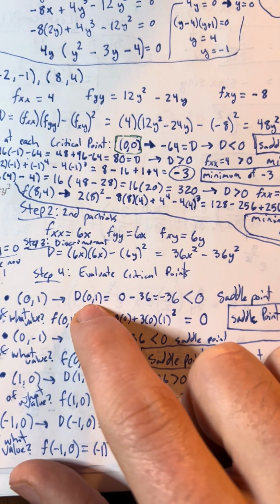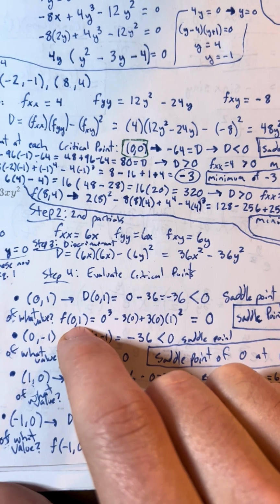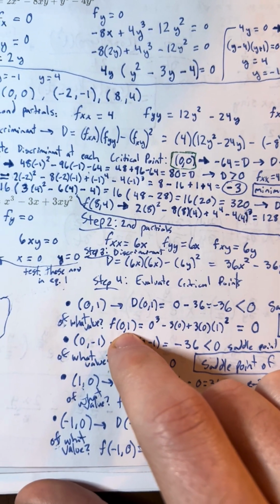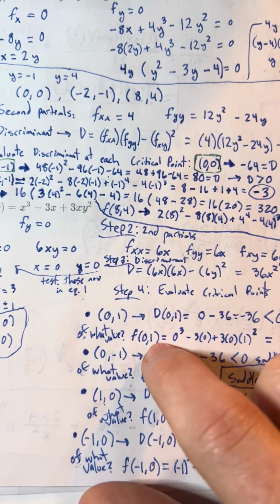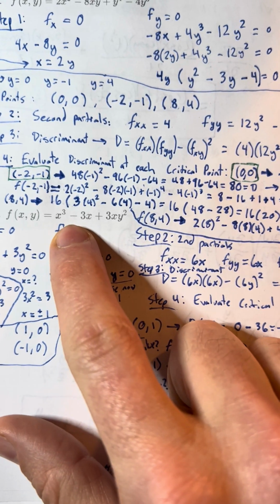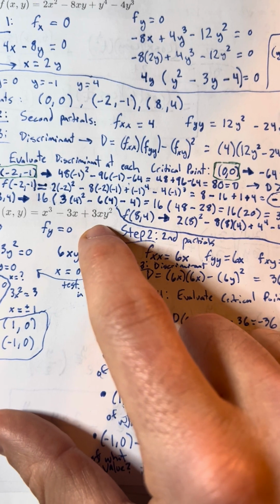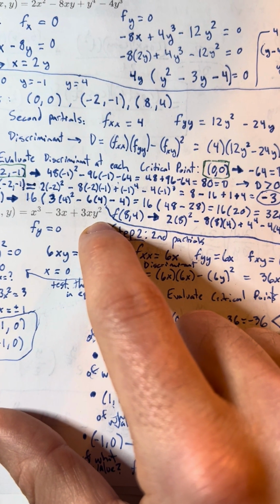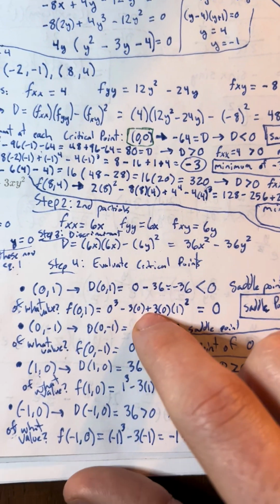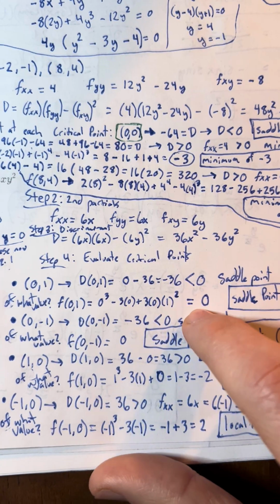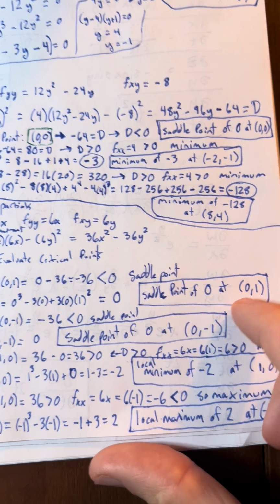It happens at (0, 1), but you need to know at what value it is. So now you have to plug the point (0, 1) back into the original function. So what value is coming out at (0, 1)? Plug (0, 1) into here. So 0 cubed is 0, minus 3 times 0 is 0, plus 3 times 0 times 1 squared. All that's 0. So you're just getting 0. So your saddle point is 0 at (0, 1).